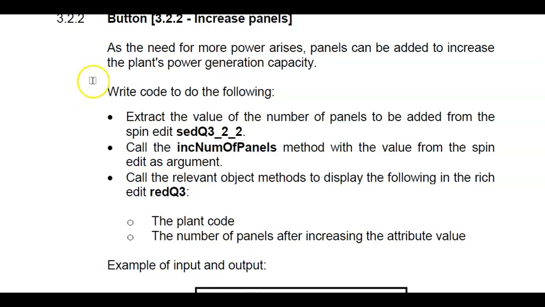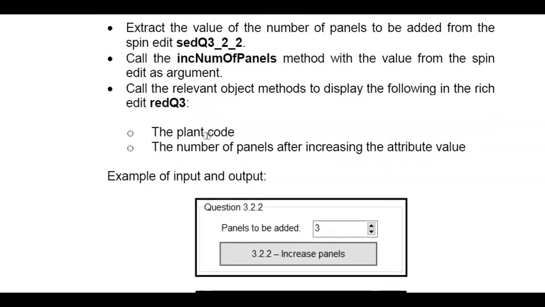Here we have button 3.2.2 where we're going to increase the panels, and there's our little scenario that the need for more panels arises. Again, they're telling us there to extract the value, so we're storing it from the spin edit. Don't get confused between the first spin edit and the second one. And then they even tell us call incNumPanels, the method that we wrote, with the value from the spin edit as an argument. They're giving us quite a lot of information in this paper, which they won't necessarily do.